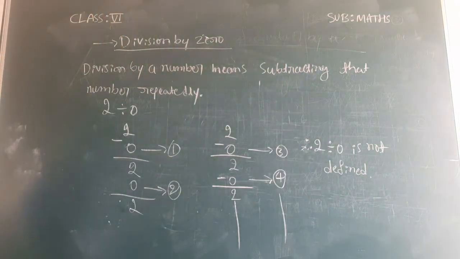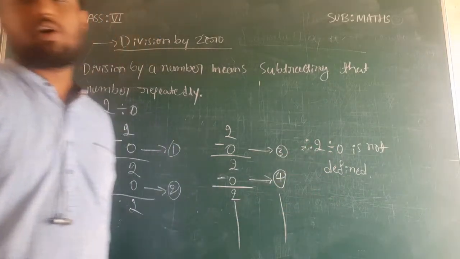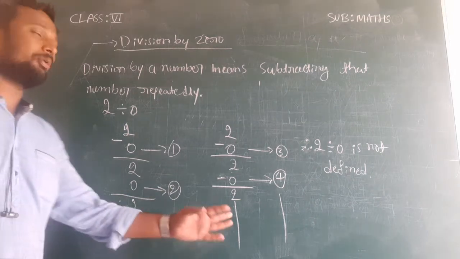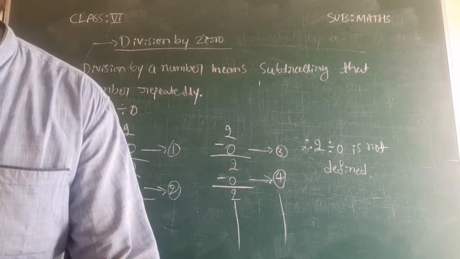2 divided by 0 is not defined. If you divide any value by 0, you will always get the answer as not defined, because we will not get any particular answer here. Let us see one more example now.